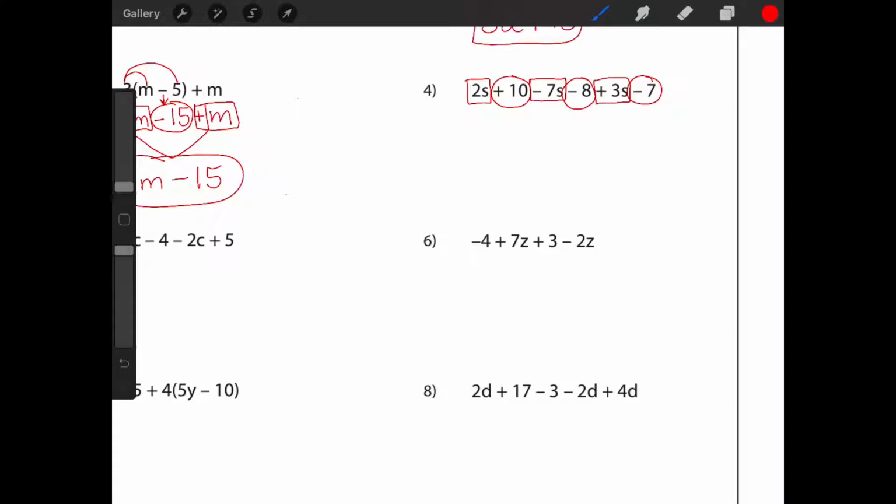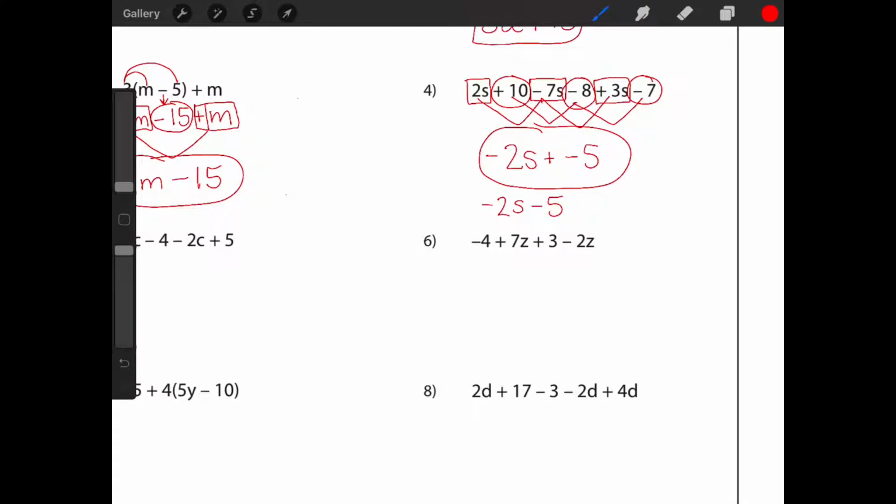All right, 2s minus 7s, or negative 7s, and 3s. In my calculator, I'm going to type 2 plus negative 7 plus positive 3. So that ends up being negative 2s. And then I'm going to do 10 plus negative 8 plus negative 7, and that gives me a negative 5. So I'm going to add those two terms together for my final answer. You can also write this as negative 2s minus 5.